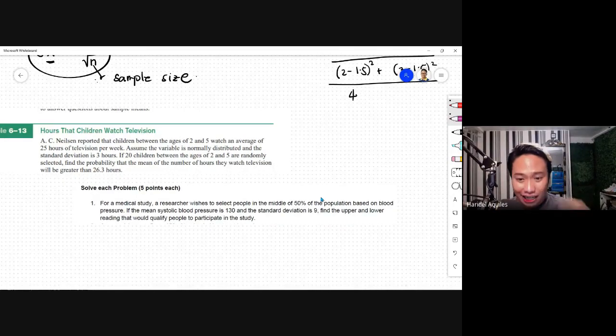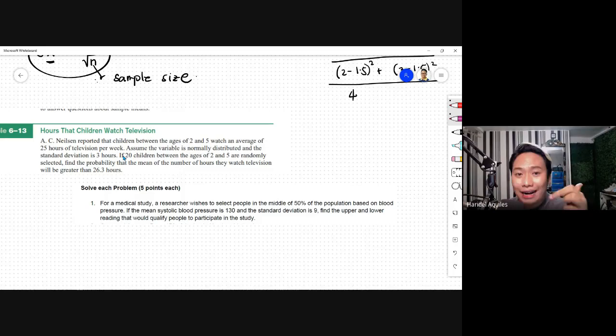So what is the difference if you compare it to the other example you see there, AC Nielsen? AC Nielsen reported that children between the ages of 2 and 5 watch an average of 25 hours of television per week. Assume the variable is normally distributed and the standard deviation is 3 hours. If 20 children between the ages of 2 and 5 are randomly selected, find the probability that the mean of the number of hours they watch television will be greater than 26.3 hours.